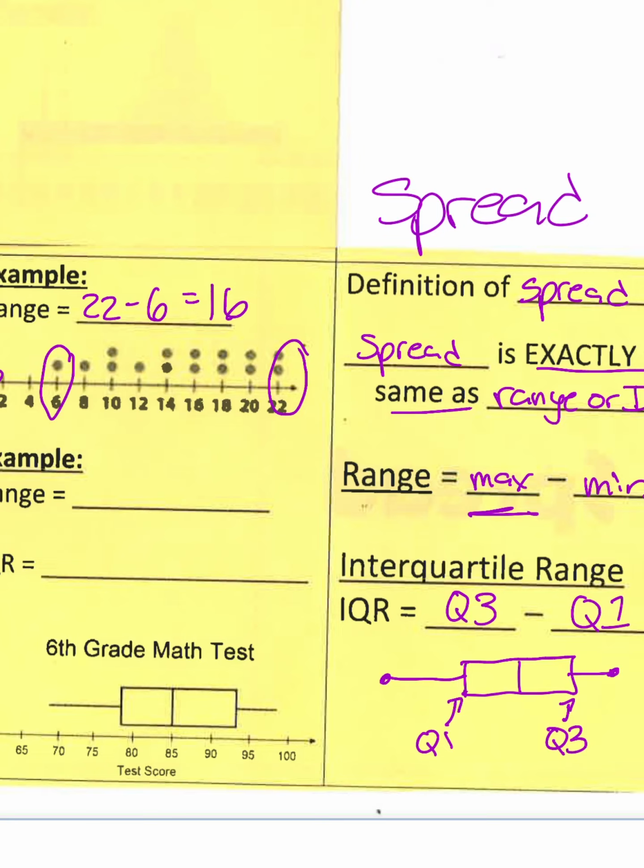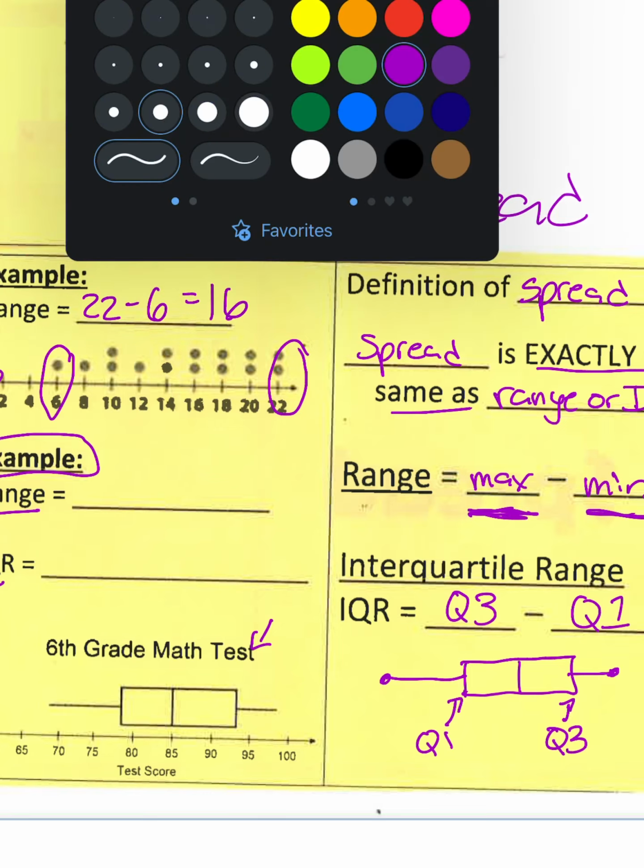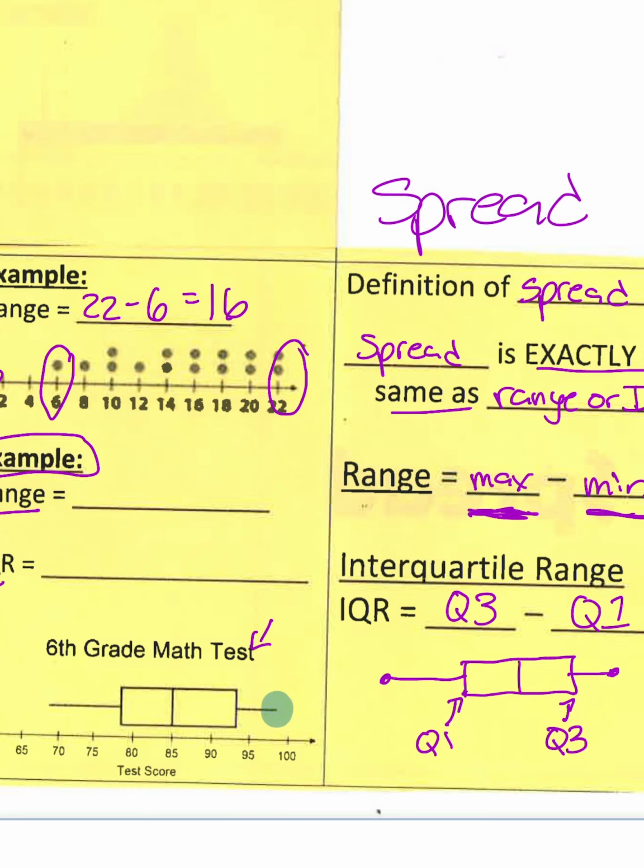Now, in example number 2, we're going to find the range and the IQR given this box plot. This box plot shows the math test scores of a 6th grade class. To find the range, we're still going to take the maximum and subtract the minimum. Well, the maximum is there and the minimum is there. So the maximum, I would say, is about 98. So we'll go 98 minus the minimum, probably about 68, which gives us a range of 30.